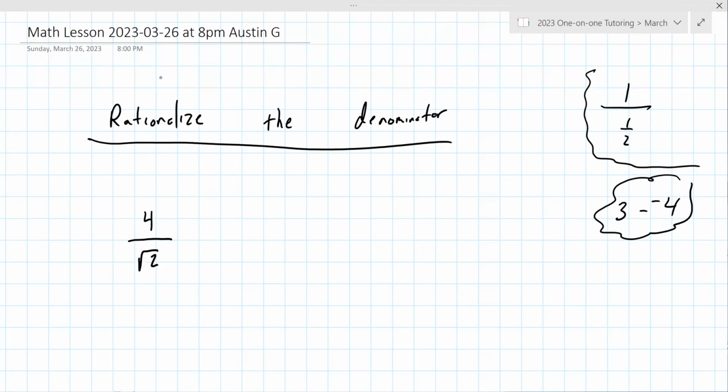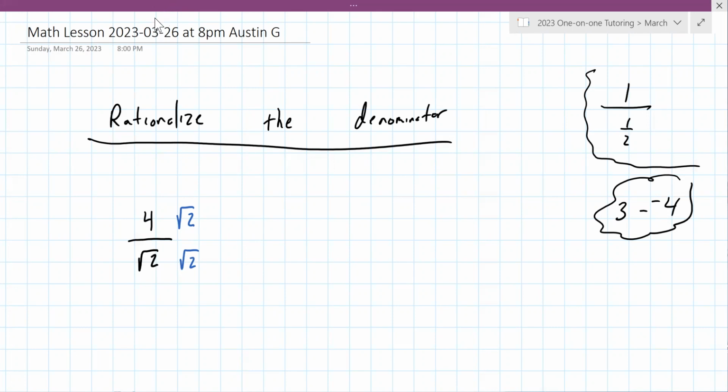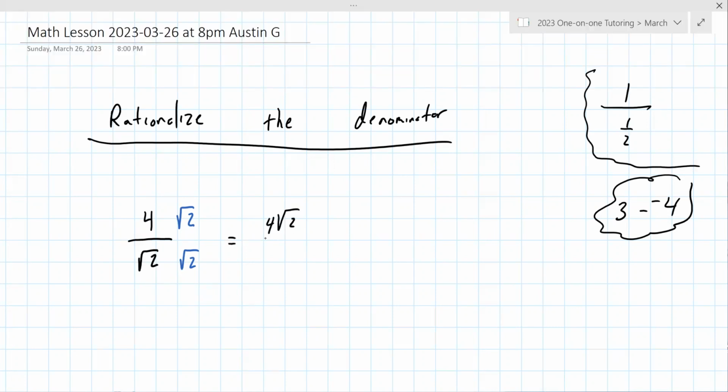All the different cases. The first one is you just multiply by what's on the bottom. You just multiply the top and bottom by square root of 2 because there's a square root of 2 on the bottom. That's the reason. So the numerator becomes 4 square root of 2. The denominator is the square root of 4. But that should look familiar to you. You should say to yourself, oh, I know the square root of 4. The square root of 4 is 2.